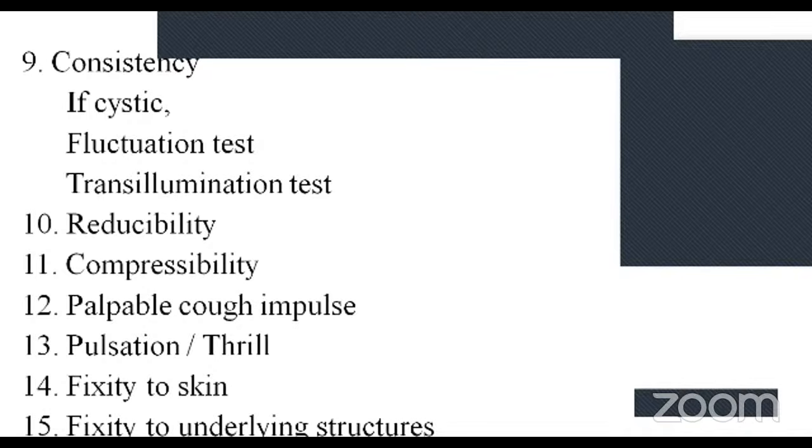Now after the consistency checking, if it turns out to be cystic in consistency, then only we do some specific tests, not in all the cases. That is the fluctuation test and the transillumination test. These two tests are specific for cystic swellings. How do you do the fluctuation test? Tell me first, what is the principle behind the fluctuation test?